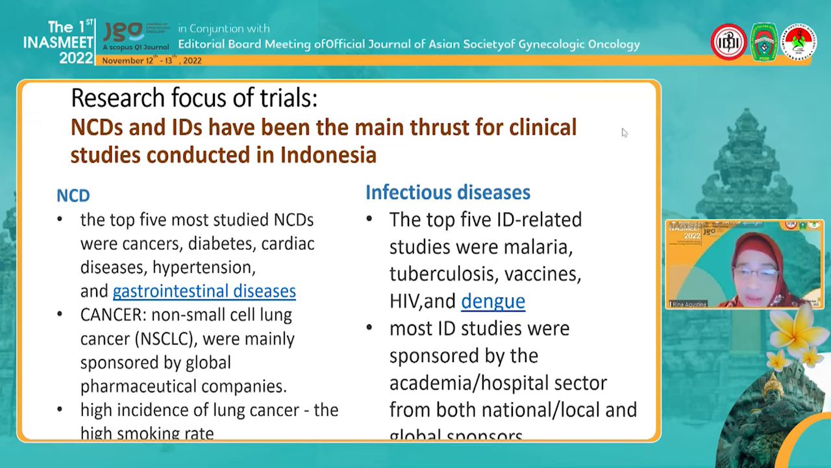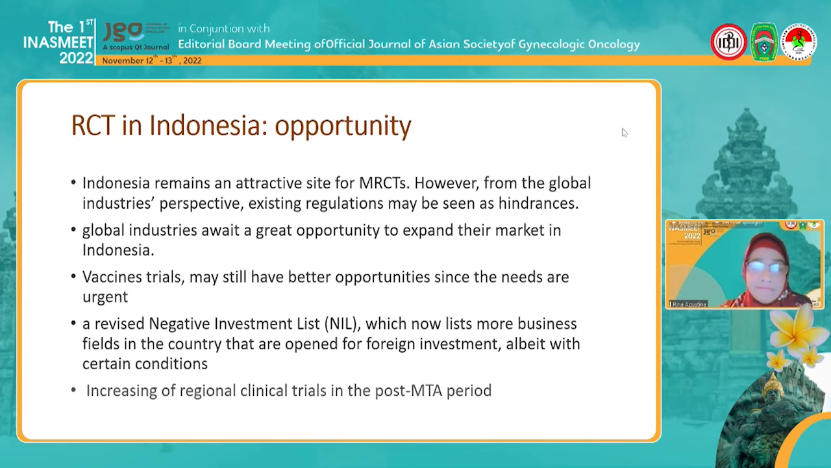For infectious disease, apart from malaria and tuberculosis, there are also studies for vaccines, HIV and dengue. This is mostly sponsored by national, local, and global sponsors. So there is a huge opportunity for RCTs in Indonesia. From the previous explanation, it seems to be an attractive site for multi-regional clinical trials, and vaccine trials will become more and more attractive, with better opportunity since the needs are quite urgent. But there are also some fluctuations due to the material transfer agreement period of policy.